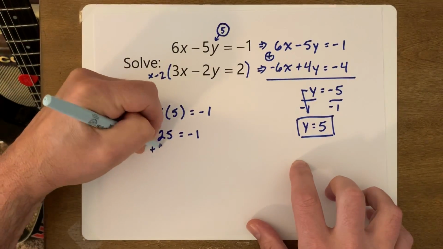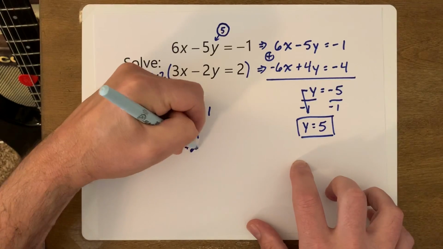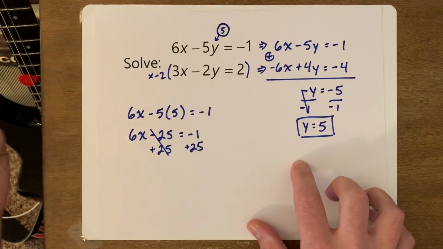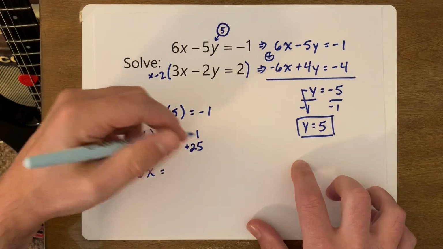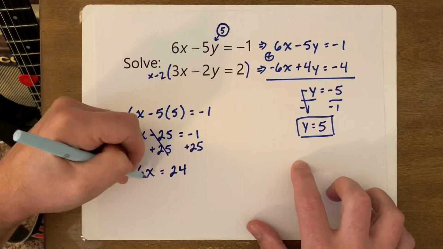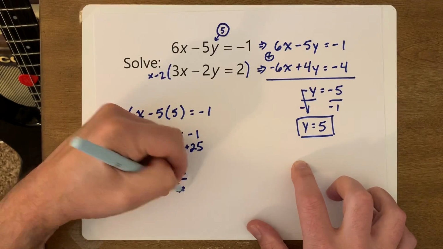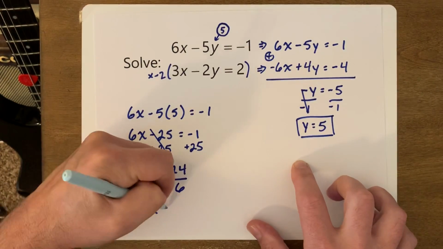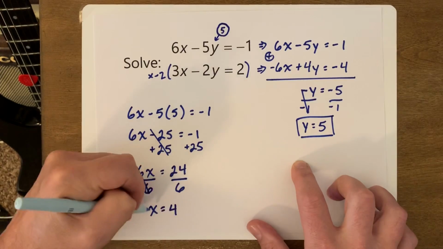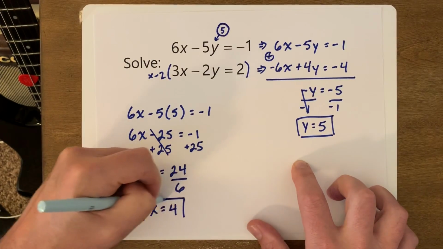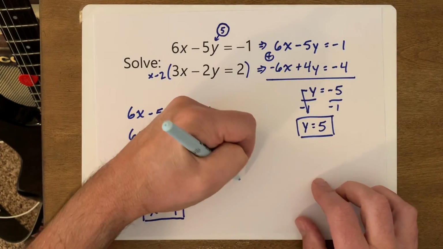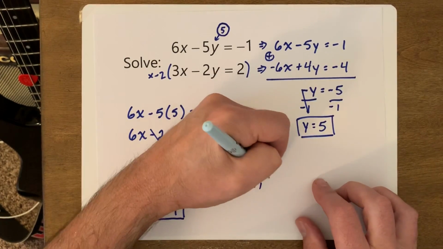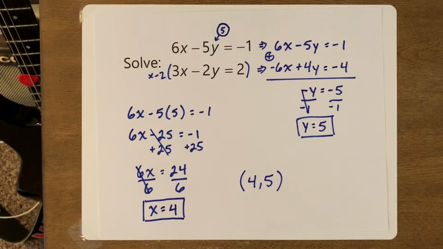So if we add 25 to both sides, plus 25, those cancel. 6x is equal to 25, take away 1 is 24. Divide by 6, divide by 6, and x is equal to 4, right? So now I know that x is 4 and y is 5, and my solution is 4, 5 on the coordinate plane. That's where those two lines would meet.